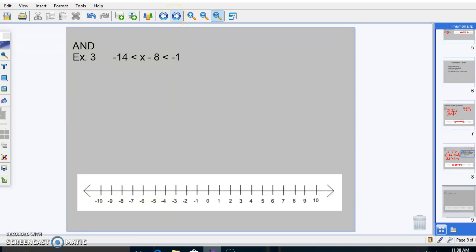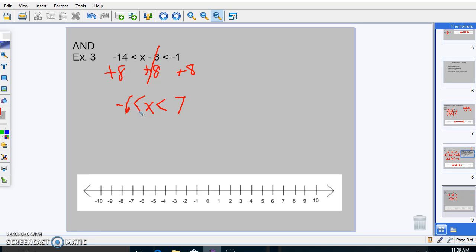All right, another example, another AND example. We have x minus 8 in the middle, so we need to add 8 here, add 8 here, and add 8 here. That cancels that, leaves me with x in the middle. I did not multiply or divide by a negative, so my inequality stays the way it was. Negative 1 plus 8 is 7. Negative 14 plus 8 is negative 6. And I drop down that inequality.